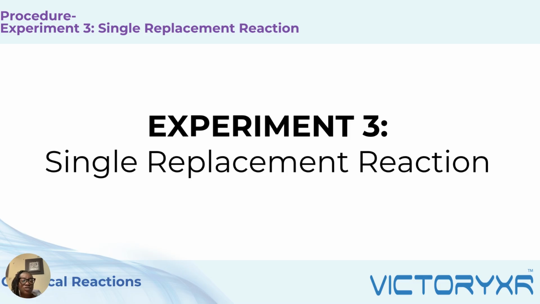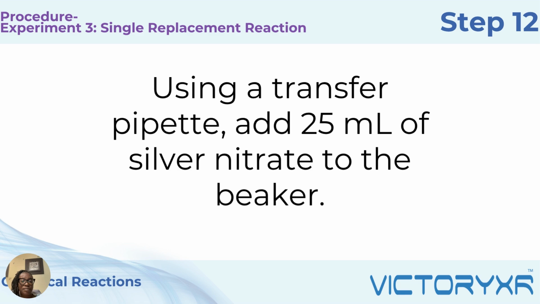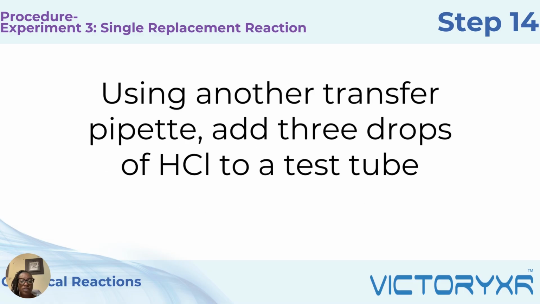The next reaction you'll do is a single replacement reaction. You'll place a coil of copper wire into a beaker. Using a transfer pipette, you'll take 25 milliliters of silver nitrate and you'll add that to the beaker. Now, the reaction that occurs as copper displaces the silver will have crystals that actually form.